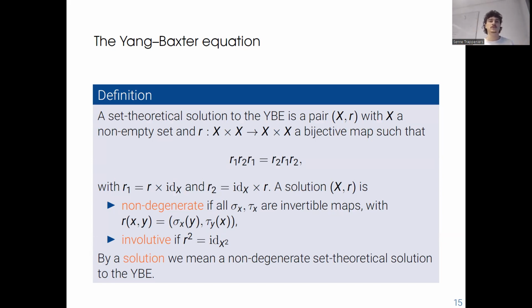Involutive is easier to formulate. It just means that R squared is the identity on X squared. And in order to always talk about a non-degenerate set-theoretic solution to the Yang-Baxter equation, I will just call these things solutions, or solutions to the Yang-Baxter equation. But from now on, whatever solution we see will be assumed to be non-degenerate.